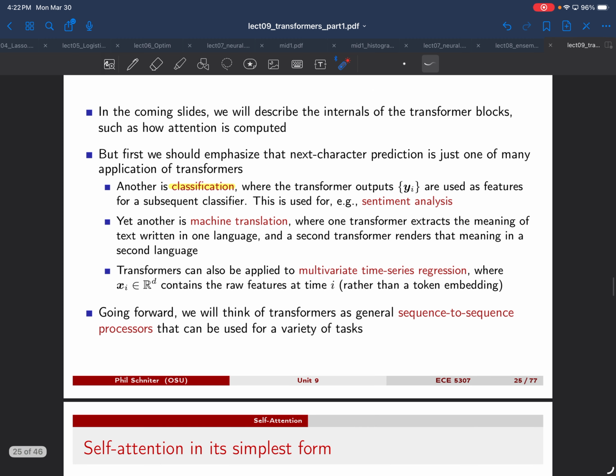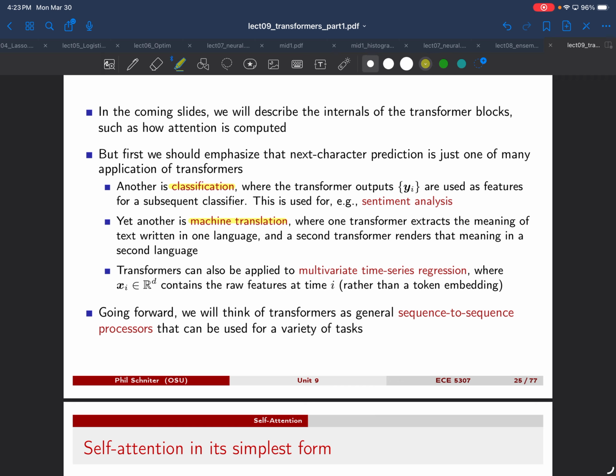Another application of transformers would be machine translation, translating from one language to another. And we'll talk about that later, probably later today as well. When you do that, you actually use a pair of transformers. One transformer extracts the meaning of the input language, or the text in one language. It extracts the meaning and stores it in a hidden state vector or a latent vector. And then you have another transformer that does autoregressive text generation, but it's informed by the content from that latent vector.